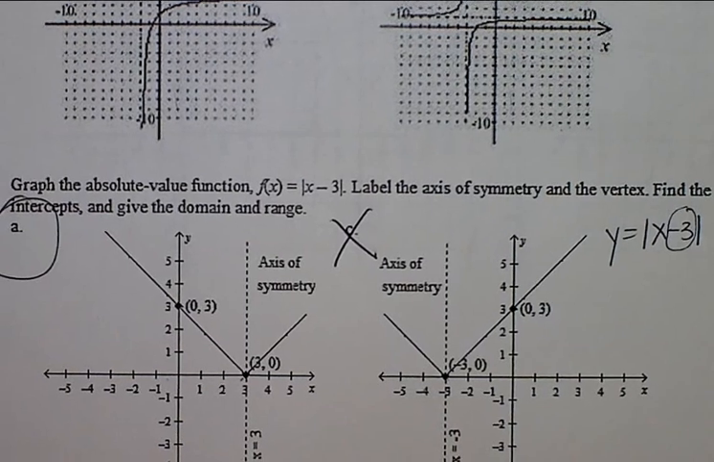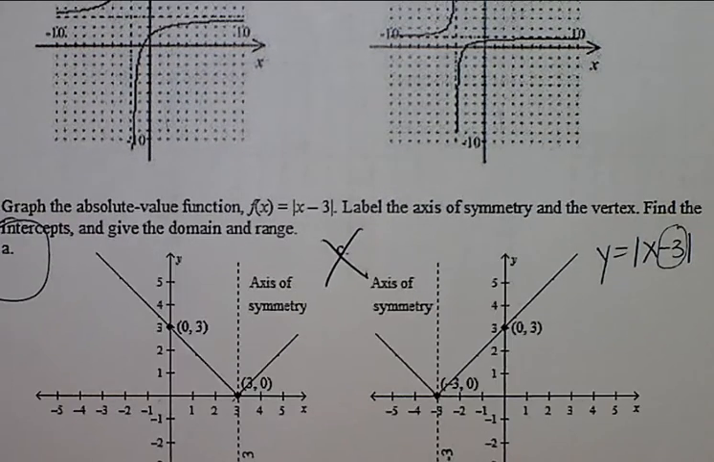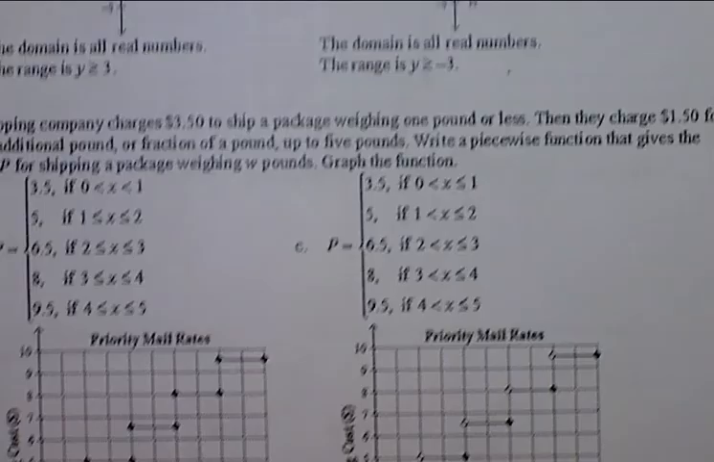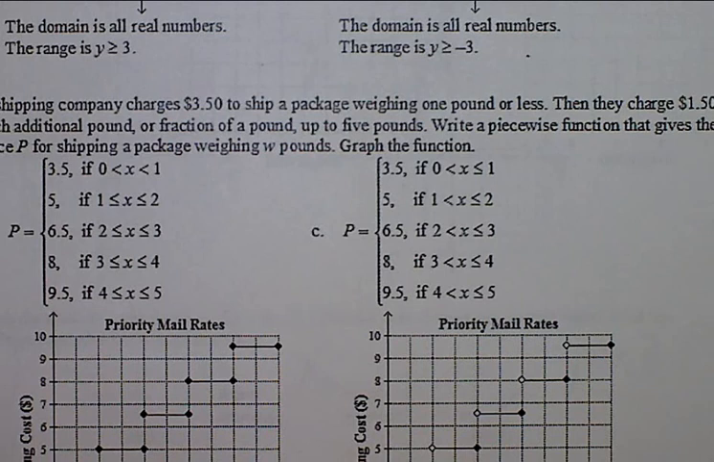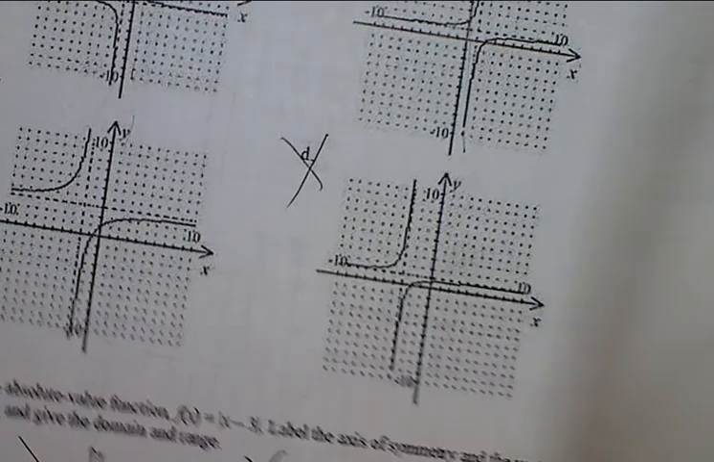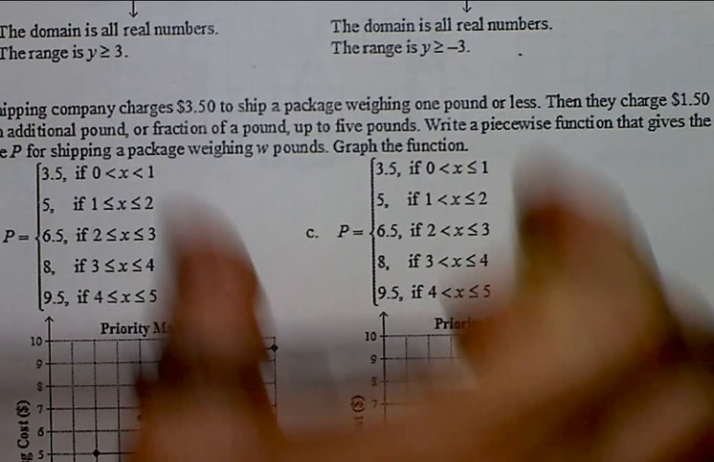Okay, let's go on to the last one, which is a piecewise function. It's actually a step function. I know you have to flip around and find this. My apologies, they stapled it wrong. A shipping company charges $3.50 to ship packages weighing 1 ounce or less. Then they charge $1.50 for each additional pound, or a fraction of the pound up to 5 pounds. Write a piecewise function that gives a price for shipping a package weighing W pounds, then graph the function. So you have two options here on this page, and because it was stapled wrong, you're going to flip backwards and you have two options on the other page. With your partner, I'd like you to reread this and then start looking at your options. Go ahead.